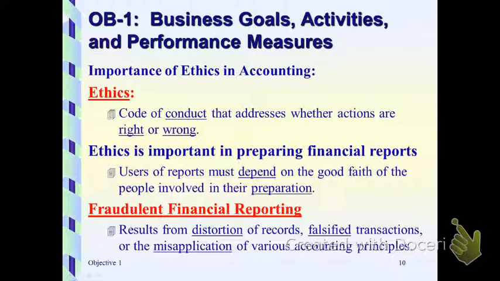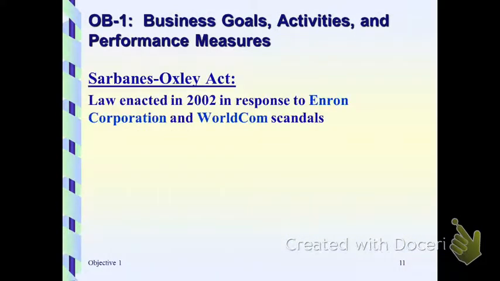Fraudulent financial reporting actually results in the distortion of records, the falsification of transactions, or the misapplication of one or multiple accounting principles. In response to many of these unethical actions that were taking place in the business world, the government enacted the Sarbanes-Oxley Act. This law was put in place in 2002, primarily in response to the corporate scandals relating to Enron and WorldCom.